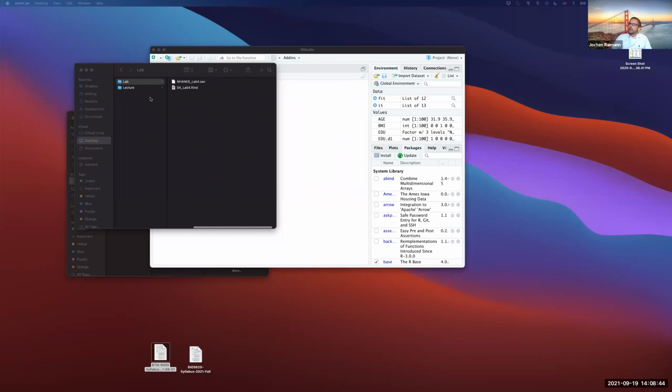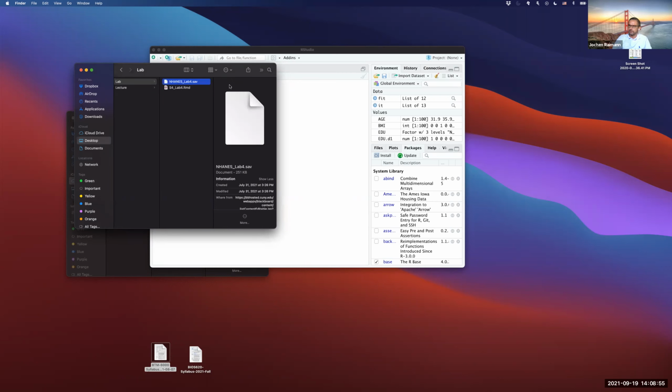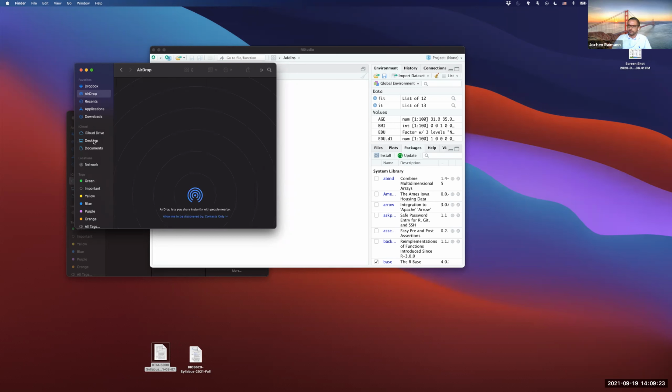Okay, good. So again, please create a class 4 folder, create a subfolder with lab and lecture, and add the lab files that I have posted with the SAV file. Those of you who have already a little bit of experience with statistical programs know that the SAV file is an SPSS file, and we will be opening it using the haven package. There are a couple of different packages you can use, the foreign package, the haven package. Then there's the RMD file for the lab.